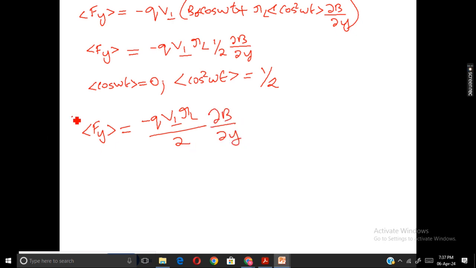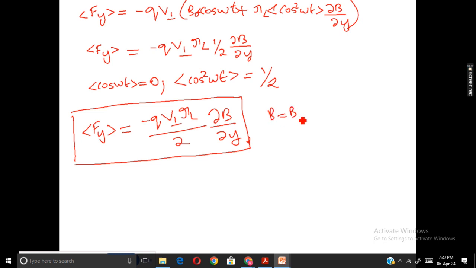So this is the force that is experienced by a particle in a magnetic field which is acting along the z direction and the gradient is along the y direction. The magnetic field is basically Bz of y. In the presence of an inhomogeneous magnetic field, this is the force experienced by the particle. The force is along the y direction.